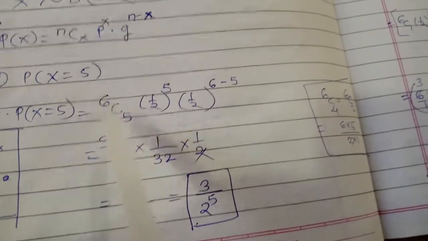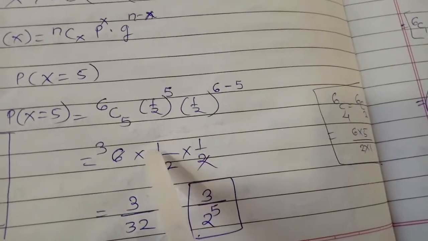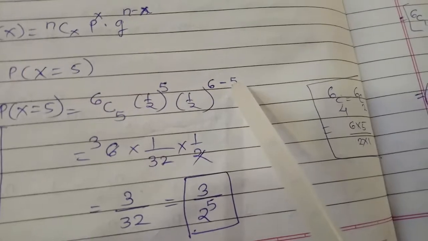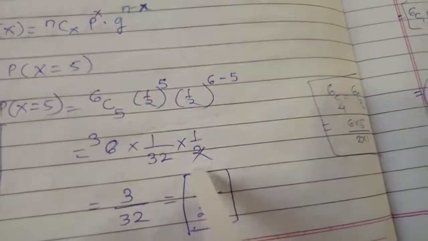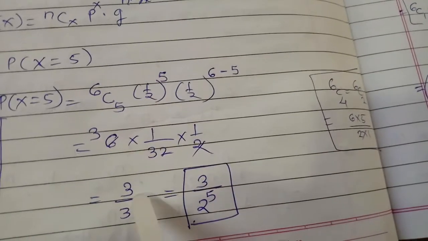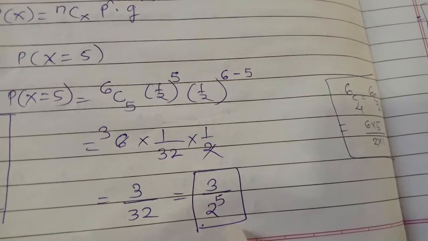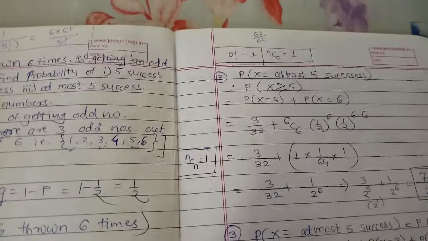Now we have to put down the value of this one here. Again 1 upon 2 raised to 5, that is 1 raised to 5 is 1, and 2 raised to 5 is 32. 6 minus 1, that is 1, and so we get here half. And by solving this, 3 is here, and below is 32. Means we get here 3 upon 2 raised to 5. This is the answer of the first one.